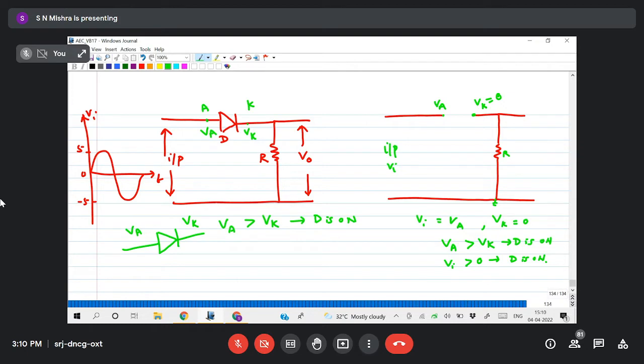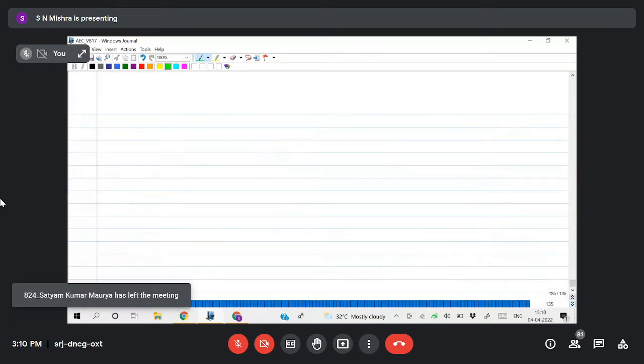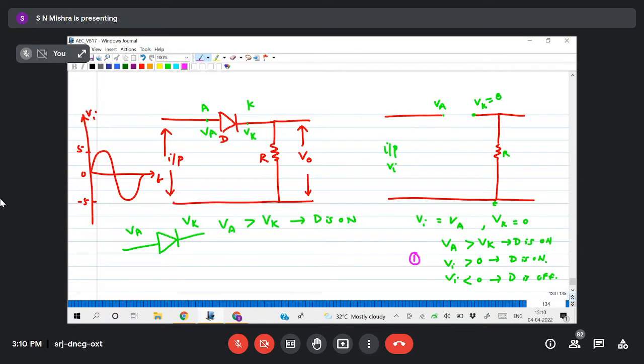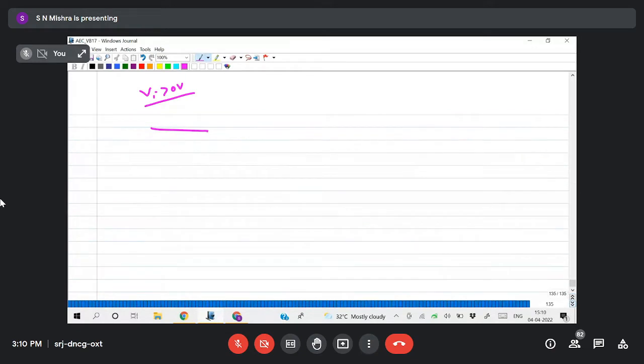Now when the diode is on, what is my equivalent circuit? So the first step is completed. You identify the condition: Vi greater than 0, diode is on; Vi less than 0, diode is off. Now the next step is to draw the equivalent circuit. When Vi is greater than 0 volt, the diode will be short. Replacing the diode with a short circuit, the resistor will remain as it is.